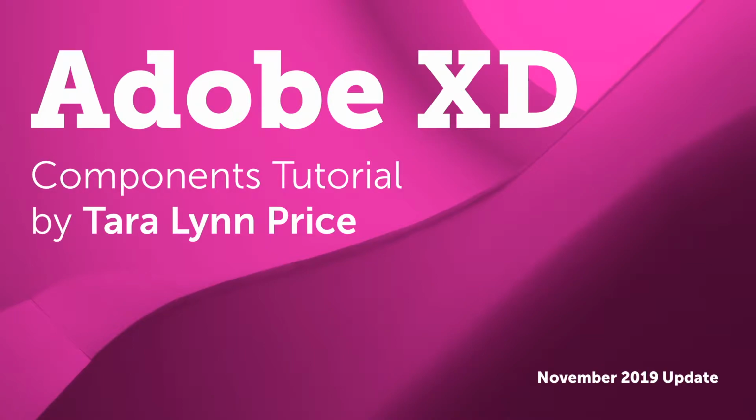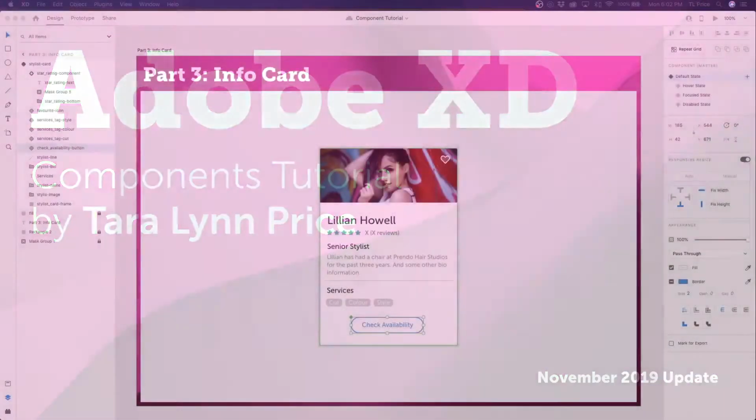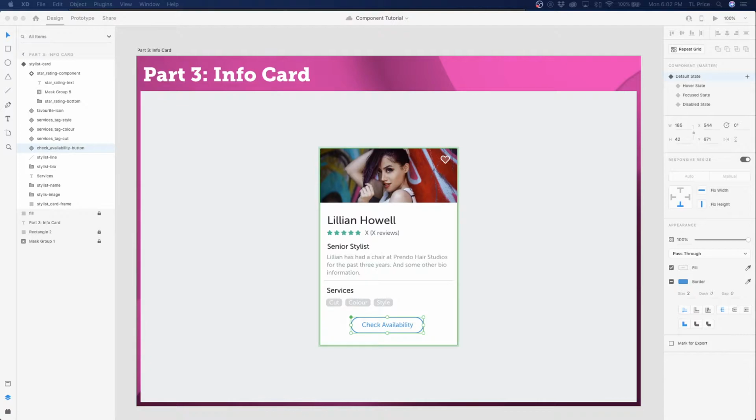Today I'm focusing on information cards, particularly with nested components. So what do I mean by info cards? Cards are a common UI pattern. They're found on websites like Amazon, Quora, and LinkedIn, and they're used to quickly convey a variety of information and actions. So to demonstrate, I built this card for a fictional stylist.